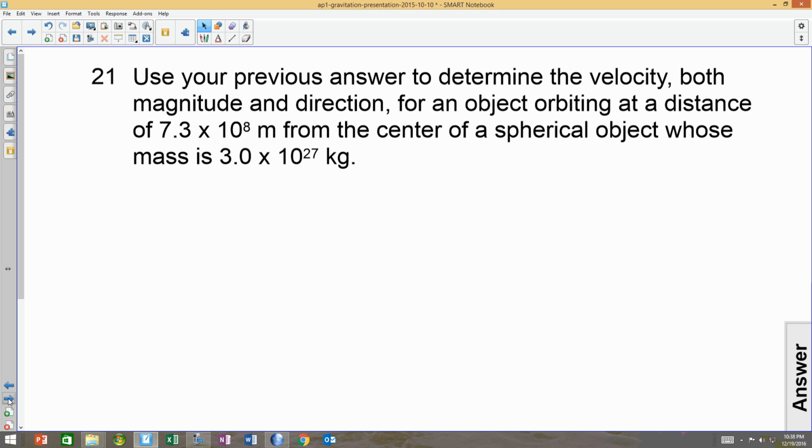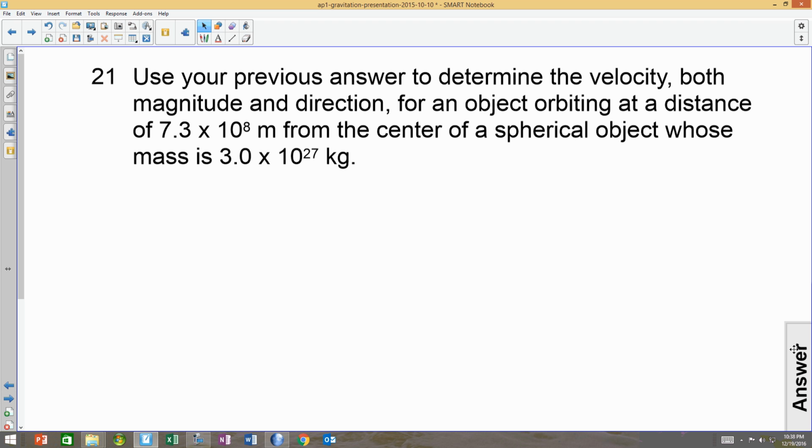Use your previous answer to determine the velocity, both magnitude and direction, for an object orbiting at a distance of 7.3 times 10 to the 8 meters from the center of a spherical object whose mass is 3 times 10 to the 27 kilograms. Go ahead and pause the video now.